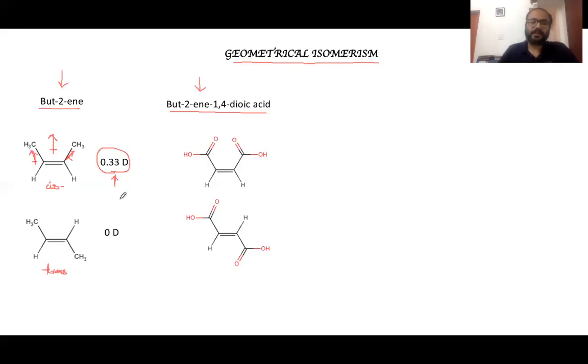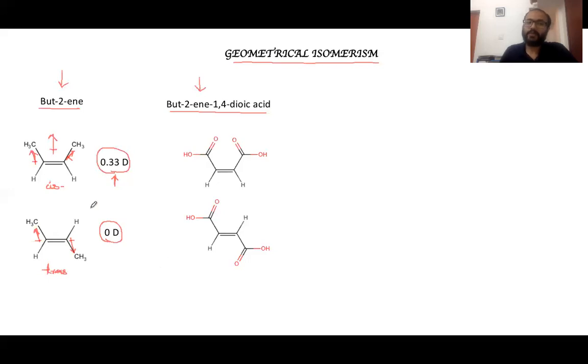Okay. Similarly, if you see the trans isomer, the dipole moments would be cancelling out each other, because one of the dipole moments is directed in the upward direction and another is directed in the downward direction. So the net effect is that both these cancel out each other. So the net dipole moment would be 0.